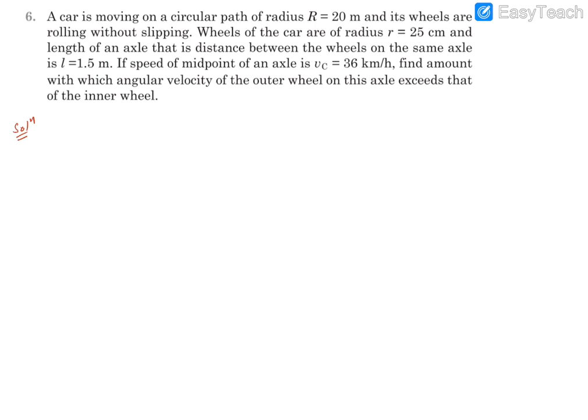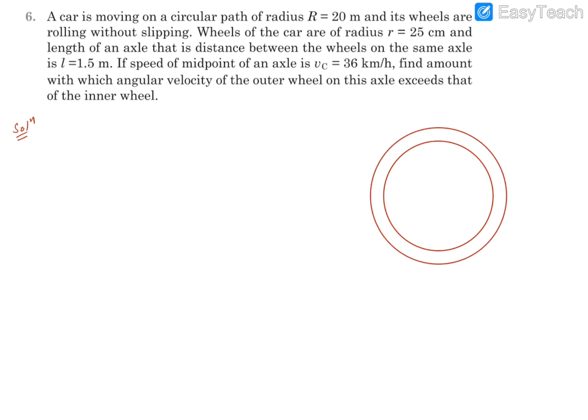So let's draw the track. Let's say this is the path on which the inner wheel is going to move, and this is the path on which the outer wheel is going to move. So it's the circular path on which the car is moving, and this is going to be the distance of the center point. So that's the radius of the circle on which it is moving. That means the center of the axle.